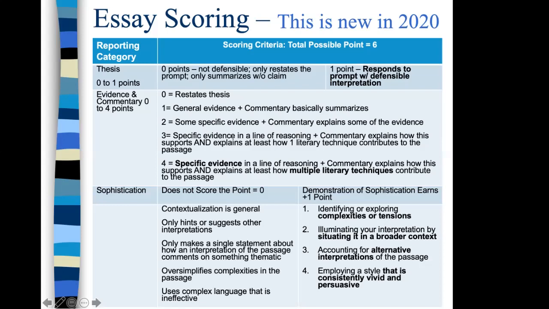And then the area of sophistication is a little bit complex, or vague, I guess I should say. Here are some of the things they're looking for. Complexities or tensions within the passage, or that you situate that passage and understanding of it in a broader context, so somehow make some connection to like the here and now. That you have alternative interpretations of the passage, or finally that you present a consistently vivid and persuasive style.